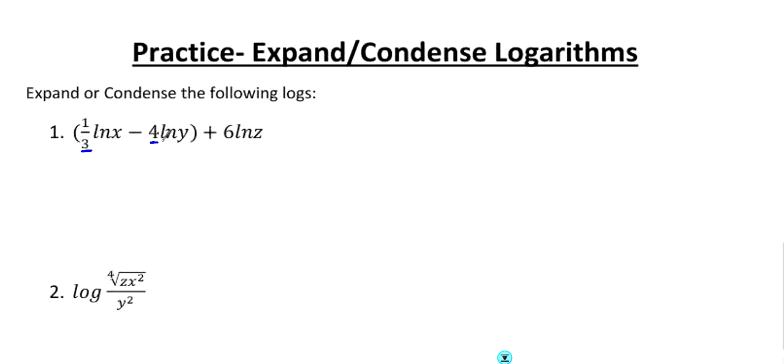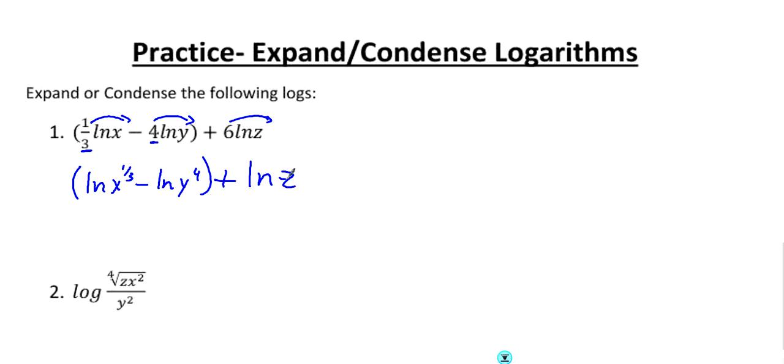So this 1/3 and this 4, we're going to use the power property to move them to exponents, and we're going to do the same thing for the 6 at the same time. So the first one, we get the natural log of x to the 1/3 minus the natural log of y to the 4th plus the natural log of z to the 6th. Now that we have two logarithms, the natural log and natural log with no coefficients, they have the same base, we can use the quotient property here and put them together.